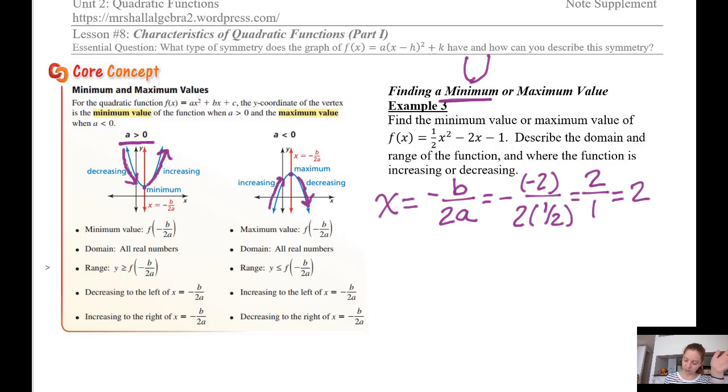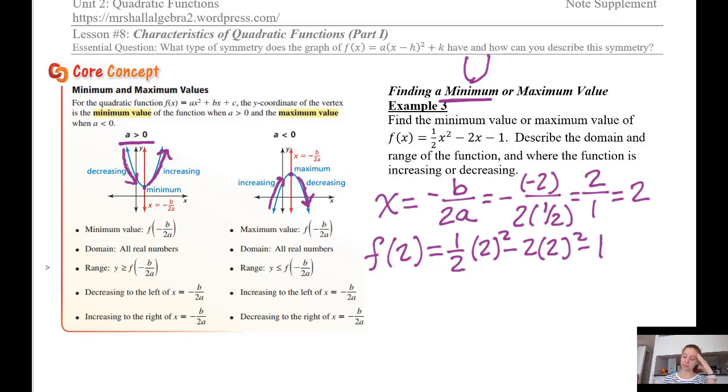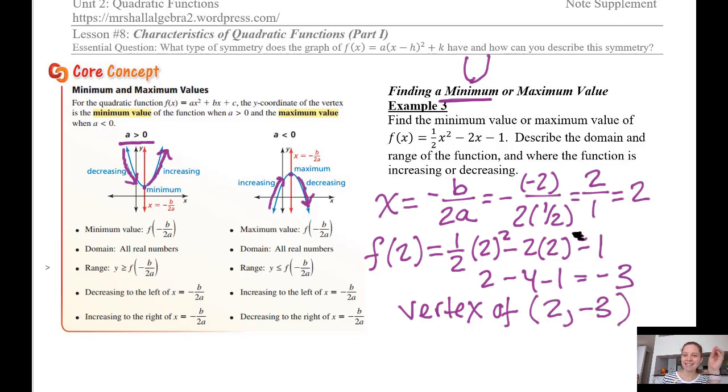And now if we plug 2 into the function, we will get the y value of the vertex. Okay, so 2 squared is 4, half of 4 is 2, 2 minus 4 minus 1. 2 minus 4 is negative 2, this is negative 3. Okay, so we have a vertex of 2 comma negative 3. We say this is the minimum value, right?